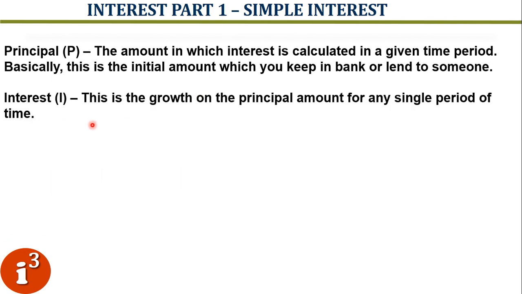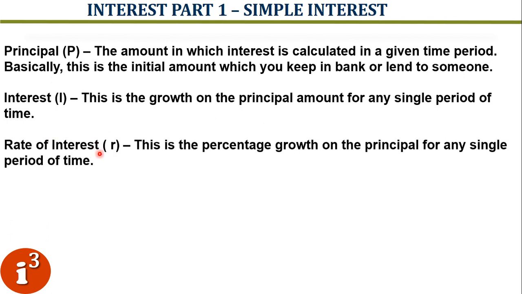What is interest? Interest is the growth on the principal amount for any single period of time. For example, you have kept 1000 rupees in a bank. The bank has given you 1100 rupees. So how much has it grown? It has grown by 100 rupees. 1000 plus 100. So that growth, that 100 rupees, is the interest which the bank has given you.